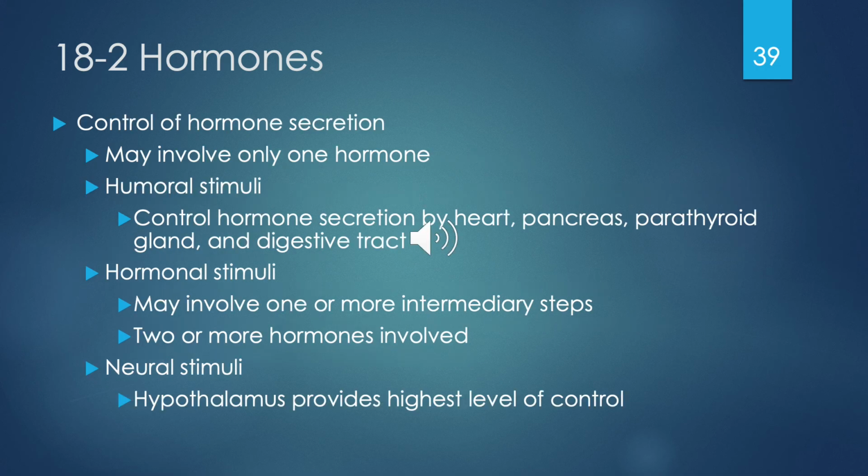Hormone secretion can be controlled by a number of different things, and sometimes involves only one hormone. But each of the different stimuli will affect different hormones and how they are produced and secreted. For example, humoral stimuli will affect hormone secretion by our heart, the pancreas, the parathyroid gland, and the digestive tract. The hormonal stimuli can have one or more intermediary steps, and sometimes two or even more hormones can be involved at the same time. Neural stimuli, however, will be the biggest thing of all because the hypothalamus oversees everything, so it provides the highest level of control of all of our hormones.